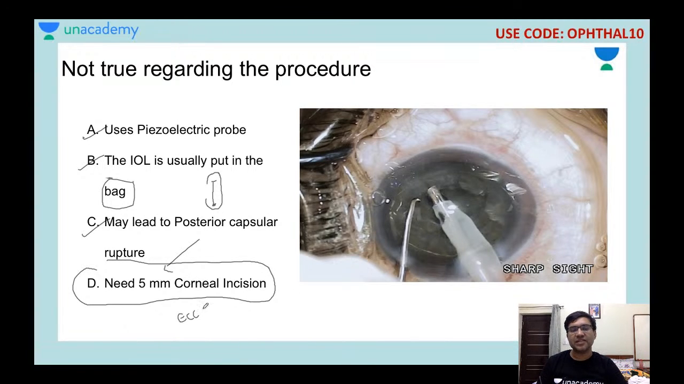Now remember, such a large incision is used in the ECC. So the answer here is D.